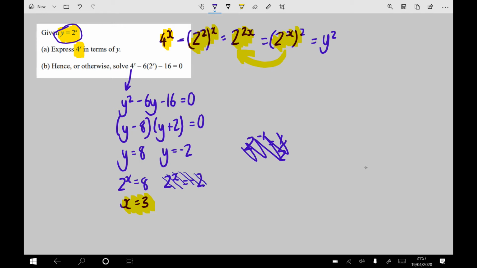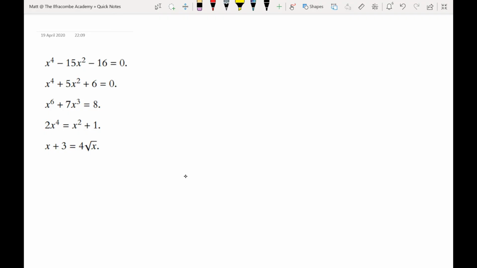It doesn't mean we've done it wrong. It just means that, as often happens with quadratics, this is a bit of a rabbit hole, and x is 3 is our only solution. Well done if you got somewhere with that.